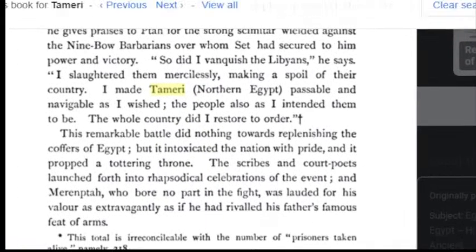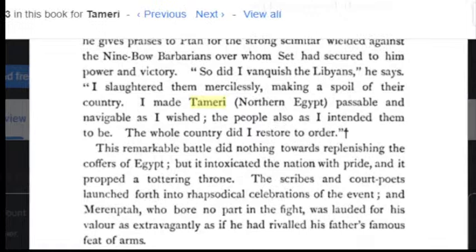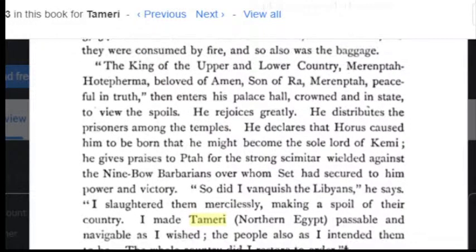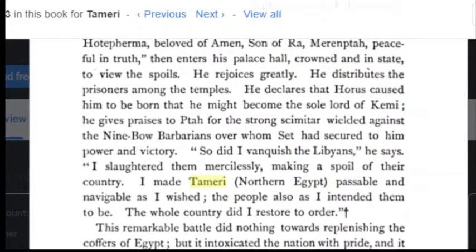Okay, so in this book he's quoting one of the pharaohs, what he had written. And so this is what he had to say. He says, let me start up a little bit. The king of Upper and Lower Egypt, the king of the Upper and Lower Country, Merenptah Hotephera, beloved of this guy. It says, then enter his palace hall, crowned and in state to view the spoils. He rejoices greatly. He distributes the prisoners among the temples. He declares that this guy caused him to be born, that he might become the sole lord of Kemi.